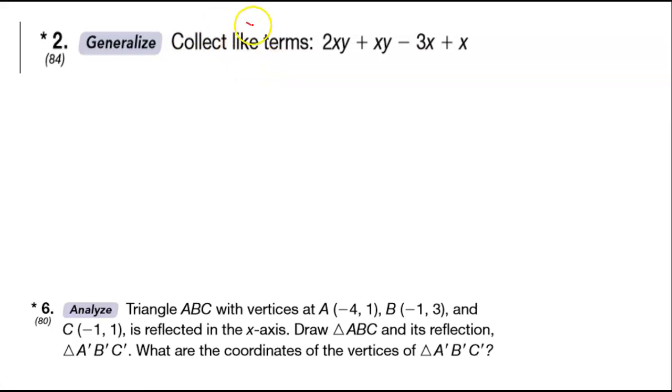So here it says collect like terms. So we're looking for anything with an XY in it. These two things have XY, so I have 2XY plus, and there's an invisible 1 in front of this XY. So 2 plus 1 is 3, and the XY remains.